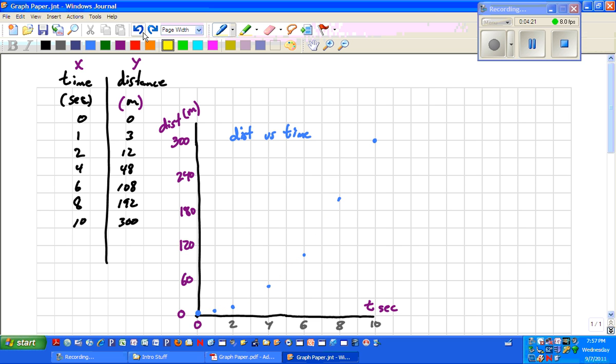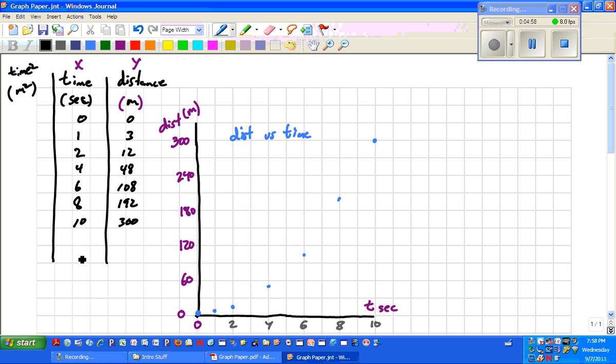In order to straighten out a top opening parabola, we're going to square the x values. So I'm going to create another column here. And this becomes time squared, in the units of seconds squared.